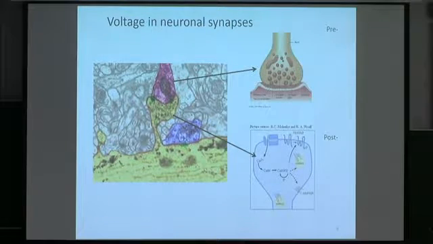And when they are bound to the receptor, they open, and then there is a flux of ions into this postsynaptic terminal here in yellow.